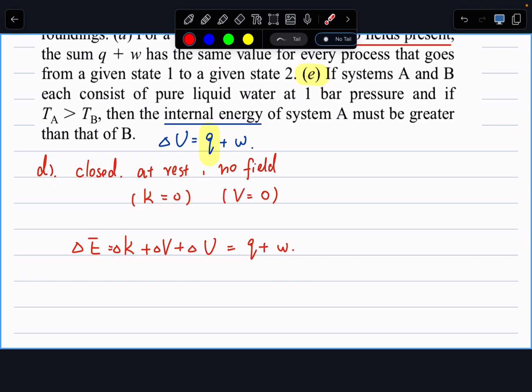So for true/false questions, always think about the extreme cases. What if you have these extreme cases? That's all.